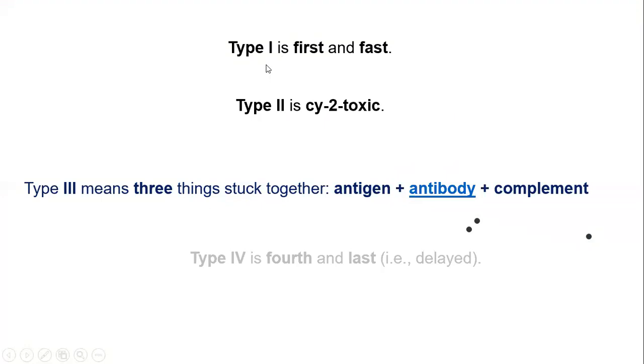The first two types we discussed: first and fast, type 1. Type 2 is cytotoxic, antibody dependent, cell-mediated cytotoxicity. That's why cytotoxicity. And type 3, we are speaking in terms of a complex here. Type 3 means there are three things together, in terms of the mnemonic: antigen, antibody, and another protein called complement is also involved. All three may form a complex. That complex, all three things together, is the type 3 mechanism.